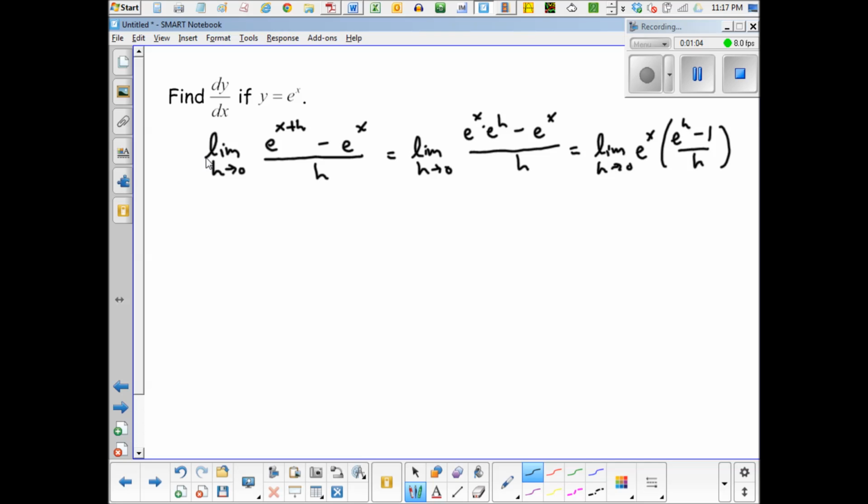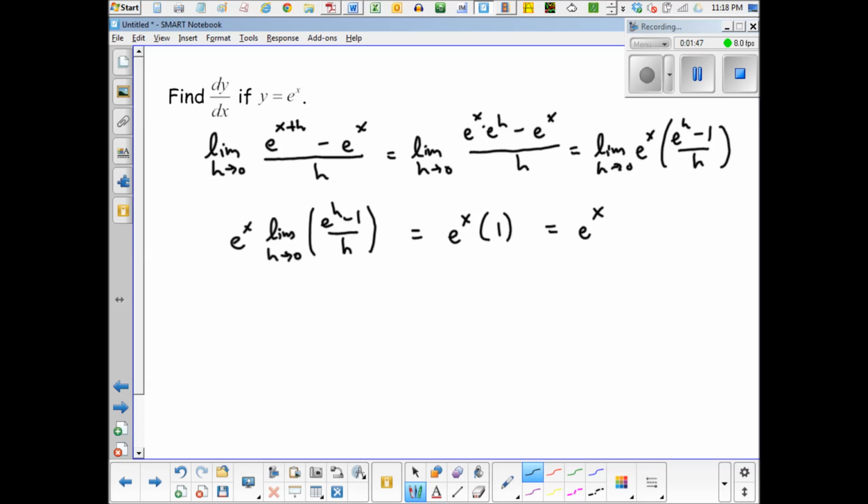We're taking the limit as h goes to 0, so the actual e to the x factor here is considered constant under any changes in h, so we can pull that out to the front. And this is one of our special limits. The limit is 1. So we have e to the x times 1, which is e to the x. Okay, now this is remarkable. The derivative of e to the x is itself.